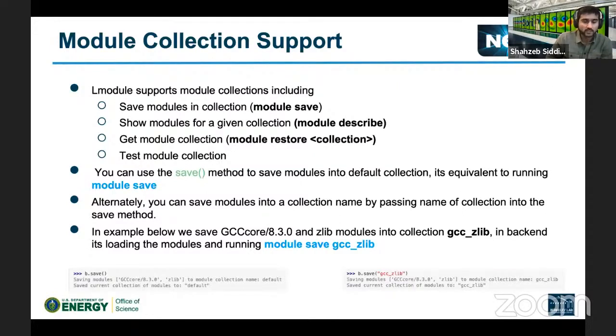If you don't specify any argument, it will save the modules that you have into the default collection. So it's equivalent to the module save command. If you want to specify a collection name, you can specify that as an argument to save. So let's say I want to save GCC core and zlib into the GCC under zlib collection name. So it will just store that as a collection.